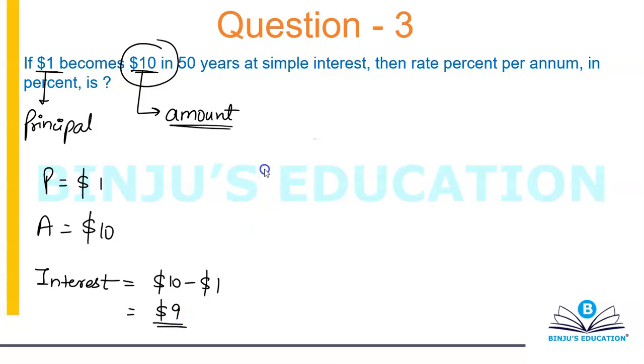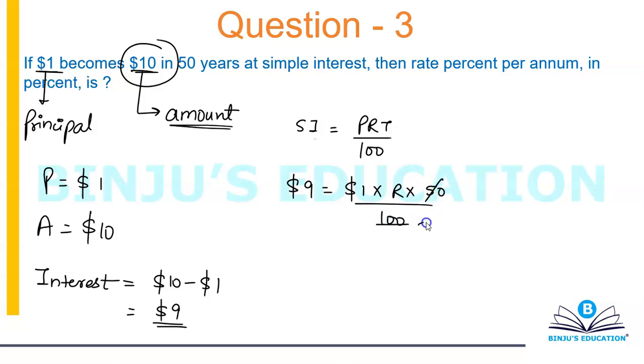Now you can go back to the formula, that is simple interest is equal to PRT divided by 100. So $9 is equal to $1 into rate into time, that is 50 years divided by 100. It cancels the 2 also, and rate will become like 18%. This is 18% per annum. So your answer is simply 18. If you would have taken it to be 10, then your answer would have become 20, which would be wrong, of course. Okay, so when it says it becomes, that means it's basically the final amount.